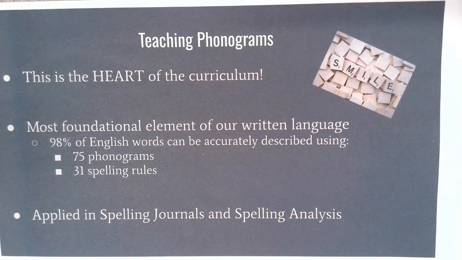All right, so the phonograms are the most foundational element of our written language. Most people think that English is very illogical, but actually 98% of English words can be accurately described using 75 phonograms and 31 spelling rules. And we're going to be working with those throughout the entirety of the curriculum. So your child will have all of those phonograms memorized, and those should be drilled all the time because we want them to know all those sounds and have those memorized.